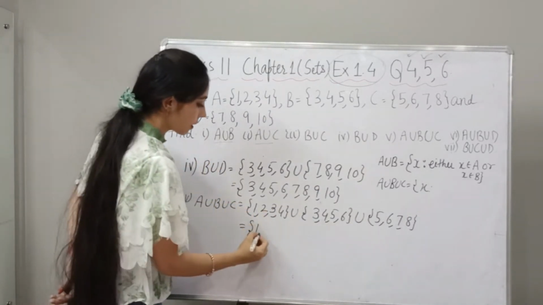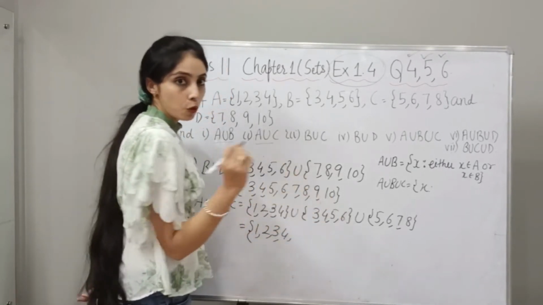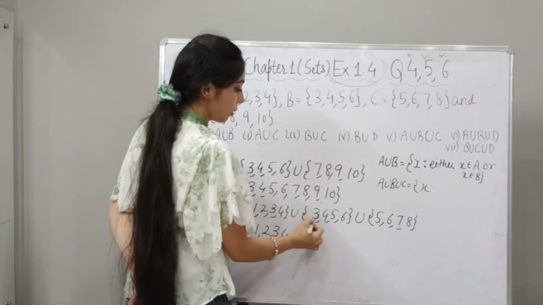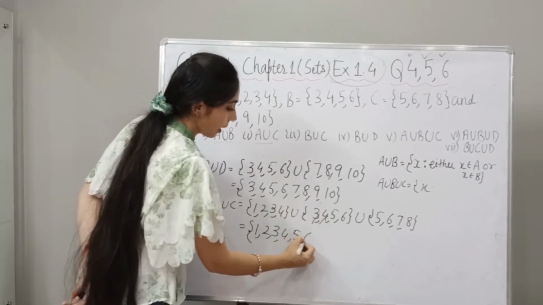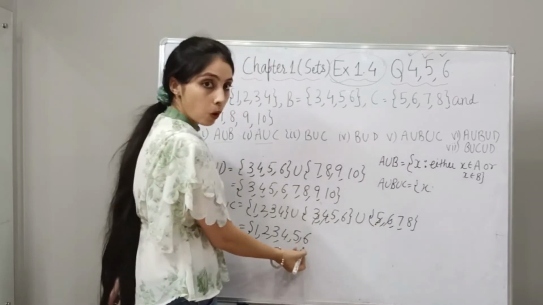First of all, we will write all the elements of A, and all the elements of B, but we will discard those elements which are repeating. So here we will not write 3 and 4. We will write only 5 and 6. What about set C? Here 5 and 6 are already included.